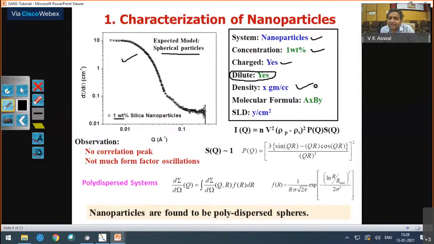Density: here I have written x gram per cc because it may be anything for any other sample. The molecular formula we know, this is SiO2, and the scattering length density we have previously calculated. This information we already have. Now there are certain observations from the data. One is there is no correlation peak. This tells us that S(Q) will be 1. This is one of the signatures of dilute systems. Even when there is repulsion in the system, if there is no correlation peak, the system is usually treated as dilute. There are no form factor or intraparticle P(Q) oscillations here, which usually appear here. They are absent, so this tells us that the system is polydisperse.